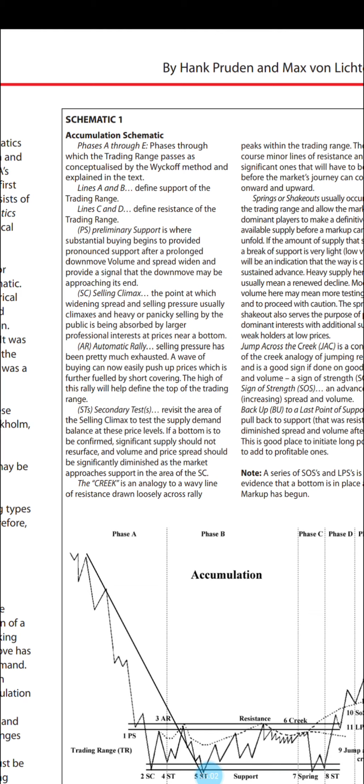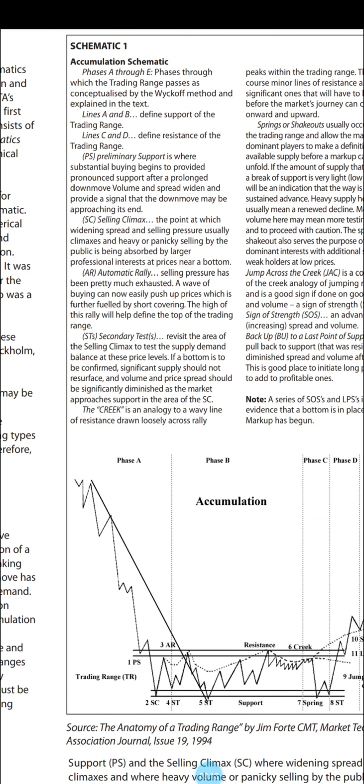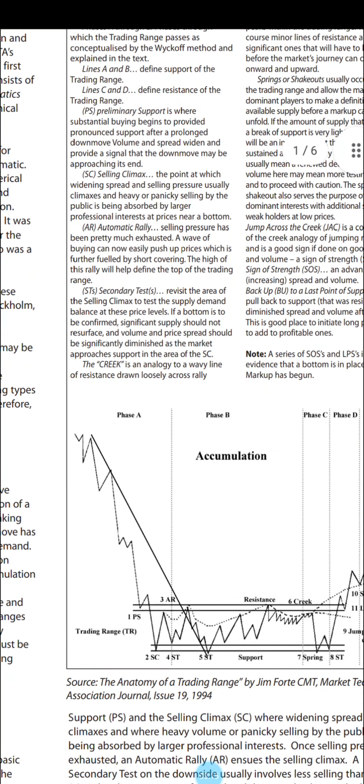The selling climax is the point at which widening spread and selling pressure usually climaxes in heavy or panicky selling by the public, being absorbed by larger professional interests at prices near a bottom. Automatic rally: selling pressure has been pretty much exhausted. A wave of buying can now easily push up prices, which, further fueled by short covering, the high of this rally will help to define the top of the trading range.